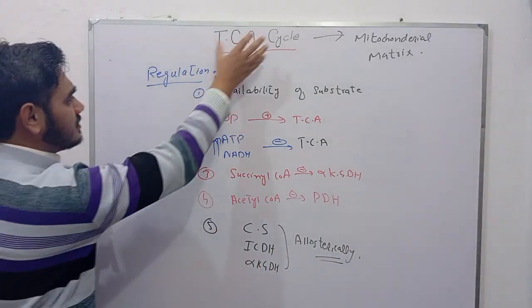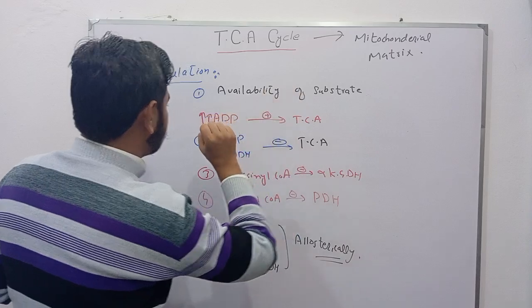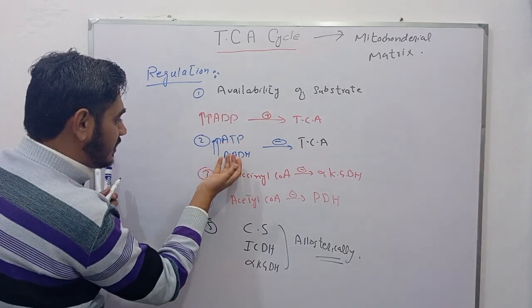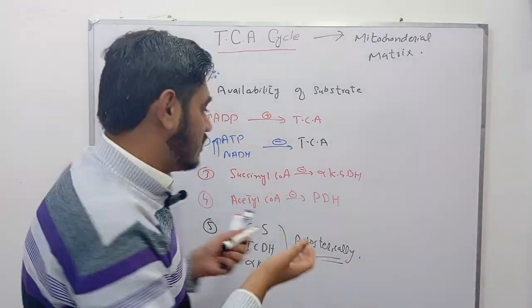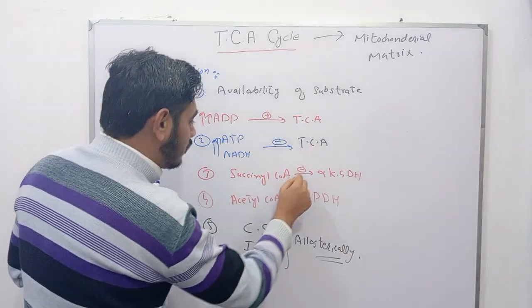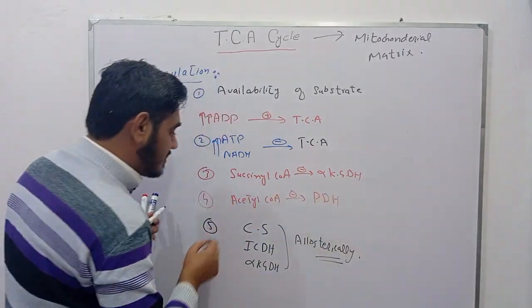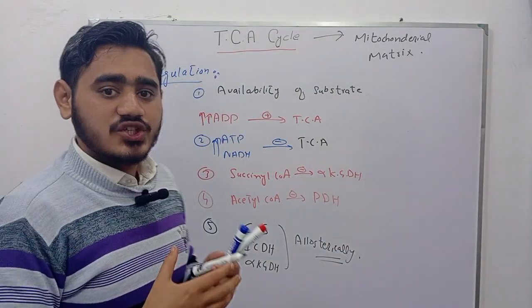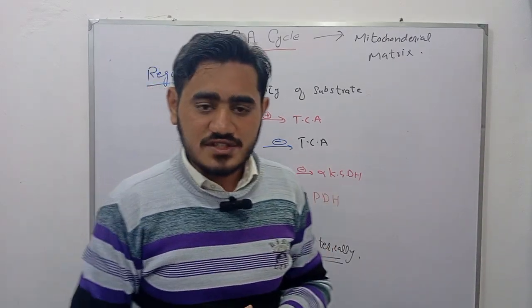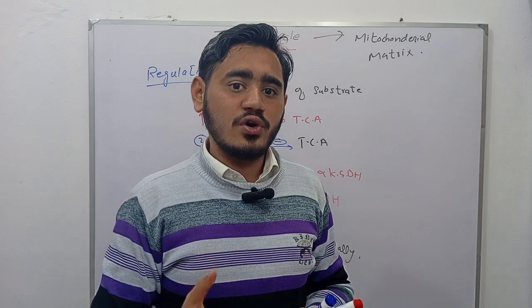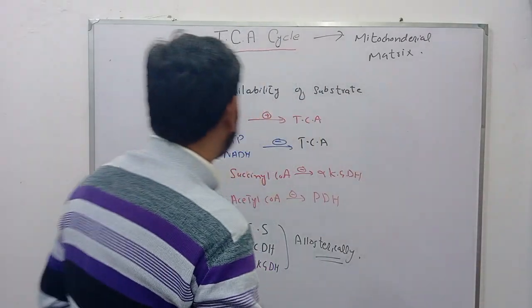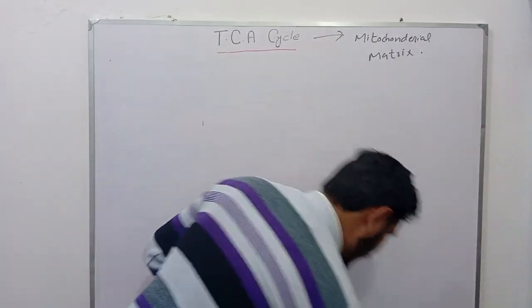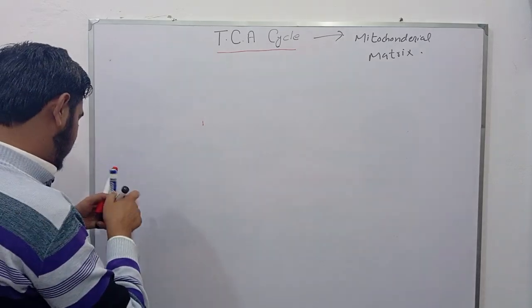So students, this is the regulation of TCA cycle. It depends upon availability of substrate. If ADP is present in higher concentration, it will activate TCA cycle. If ATP and NADH are present in higher concentration, they will inhibit this TCA cycle. Succinyl CoA inhibits alpha-ketoglutarate dehydrogenase enzyme. Acetyl CoA inhibits pyruvate dehydrogenase complex, and these enzymes are allosterically regulated. This is the regulation of TCA cycle. Now coming toward the amphibolic role of TCA cycle.